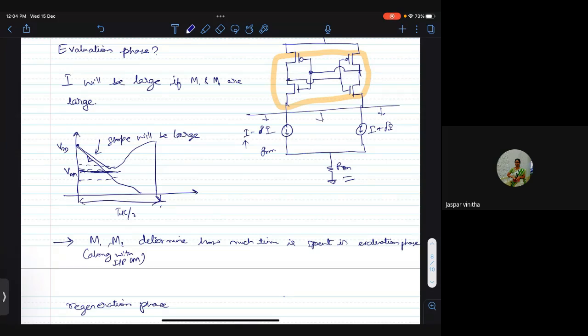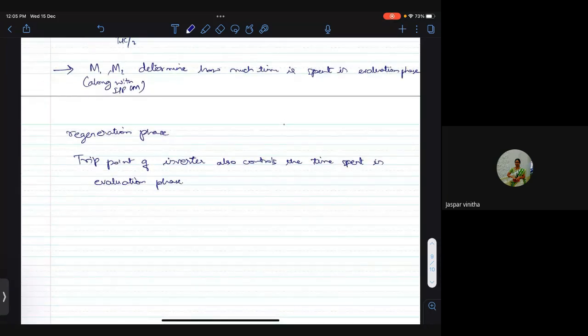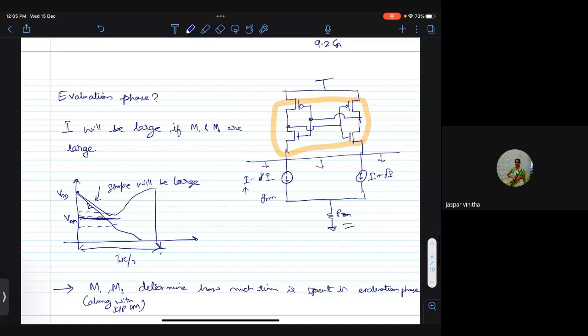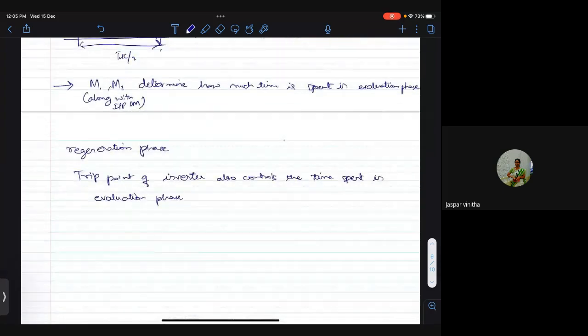So by designing the circuit, generally it is advisable to choose the trip points close to VDD by 2. But in this case, because of the presence of these tail current sources, you may have to adjust the trip point so that it is not too high. The point is that you should spend enough time in evaluation and enough time in regeneration so that there is a balance of speed and sensitivity to noise. Okay, so this is how the simple comparator works.